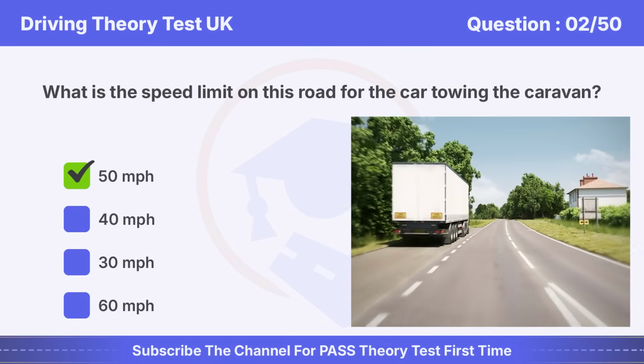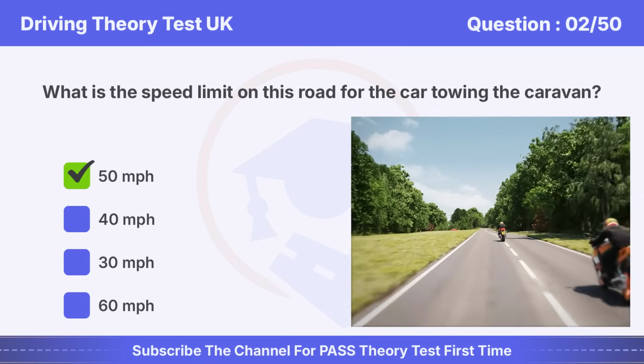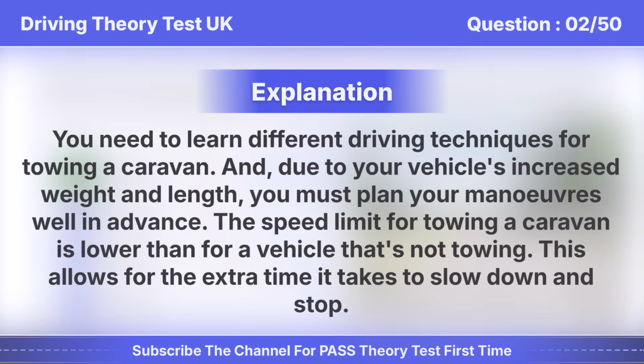Answer is A. 50 miles per hour. You need to learn different driving techniques for towing a caravan. And, due to your vehicle's increased weight and length, you must plan your maneuvers well in advance. The speed limit for towing a caravan is lower than for a vehicle that's not towing. This allows for the extra time it takes to slow down and stop.